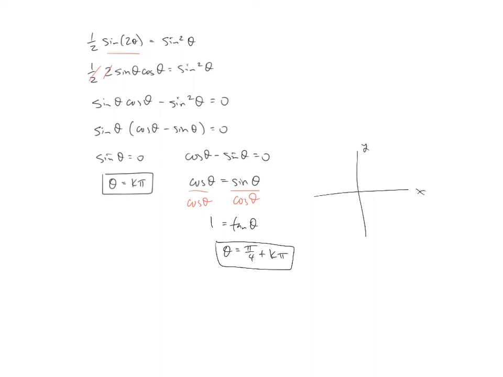Tangent is positive in 1 and 3. If we mark this as a 1, a square root of 2, a -1, a -1, a square root of 2, your reference angle was pi over 4. So that's where the theta equals pi over 4 came from. And then if we add a pi to it, there's the plus k pi.